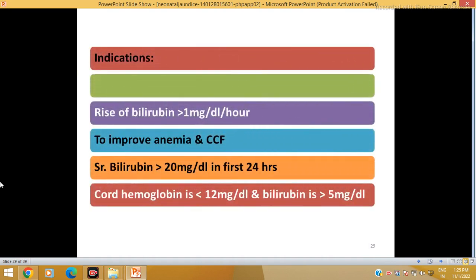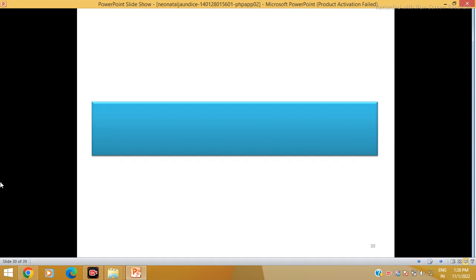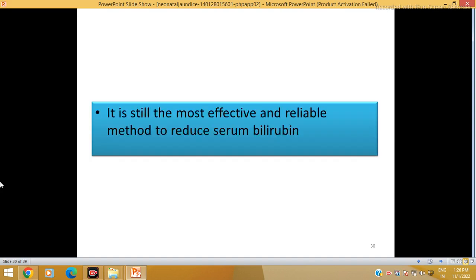Then what are the indications? Rise of bilirubin more than 1 mg per dl per hour. The next is to improve anemia and CCF. What is CCF? Congestive cardiac failure. Then the serum bilirubin is more than 20 mg per dl in the first 24 hours. The next is cord hemoglobin of 12 mg per dl and bilirubin more than 5 mg per dl. Then, it is still the most effective and reliable method to reduce serum bilirubin.